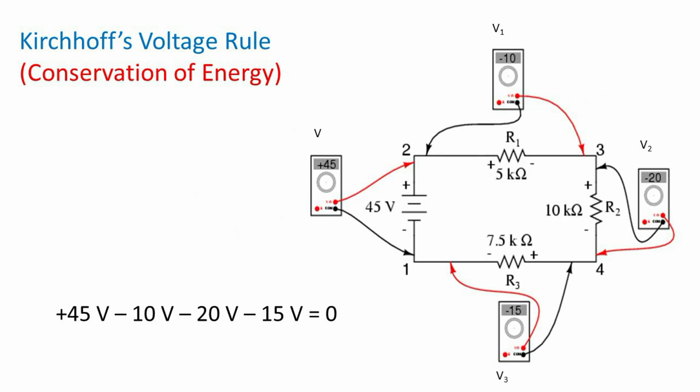In a circuit, voltmeters are used to measure voltage differences. Note that the red positive probe measures the voltage relative to the location of the black reference probe. Here they read plus 45, minus 10, minus 20, minus 15, all summing to 0 around the loop.